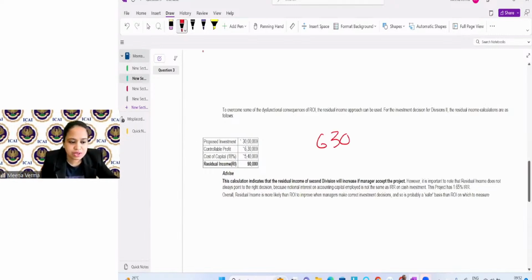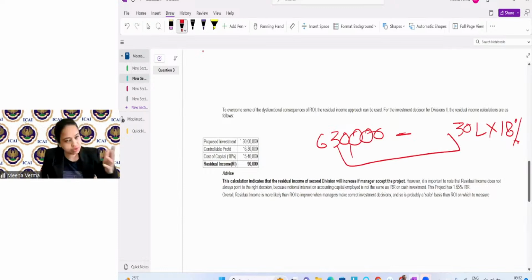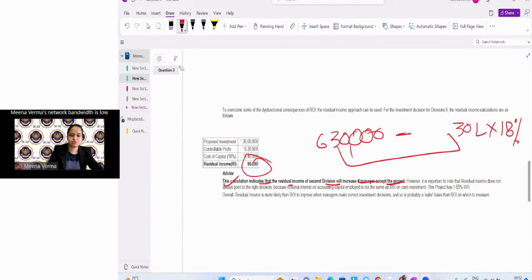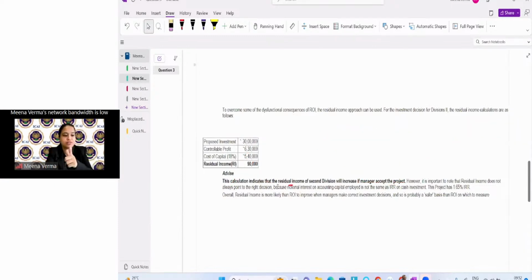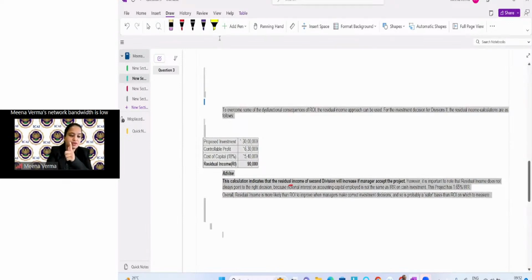630 is the minimum income which they want to earn. Beyond that, 30 lakh is the investment on which they want to earn an 18% return. So whatever they earn beyond this, the 90,000, is good, right? So you can see the advice. This calculation indicates that the residual income of the second division will increase if the manager accepts the proposal. So what will happen if the management accepts the proposal? It will be good.